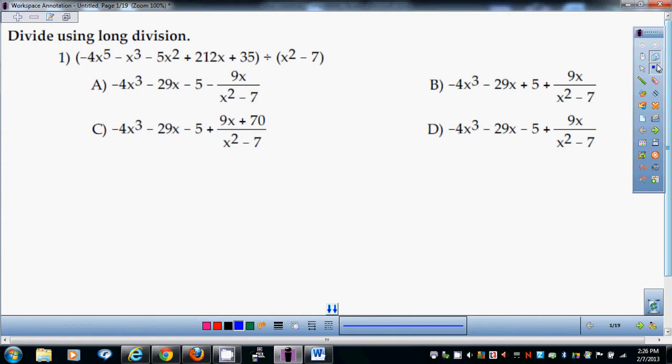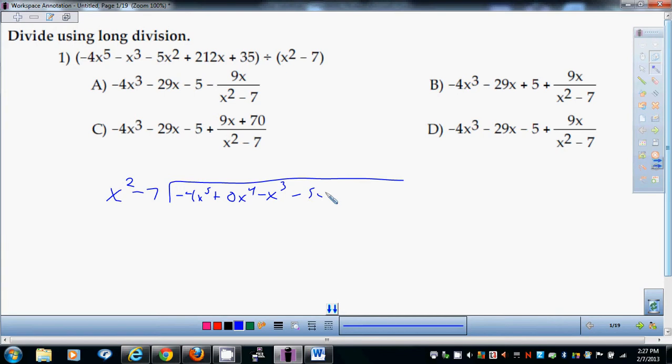Alright, number 1. Divide using long division. So you need to set it up, x squared minus 7. Just do not forget to put your missing terms with a 0 under there. Don't forget that, or things aren't going to line up. Once again, at any time you can pause and rewind this video if people need it.